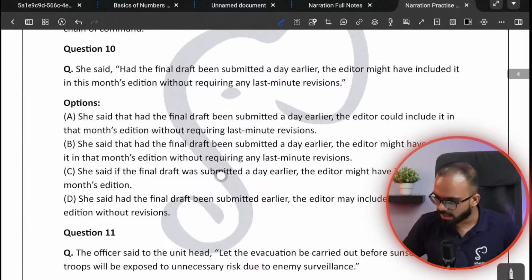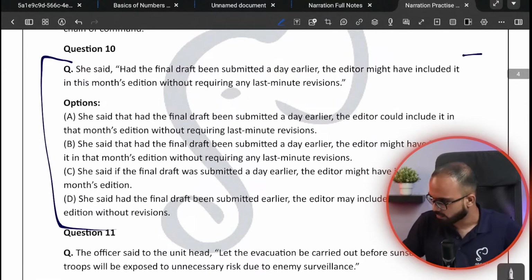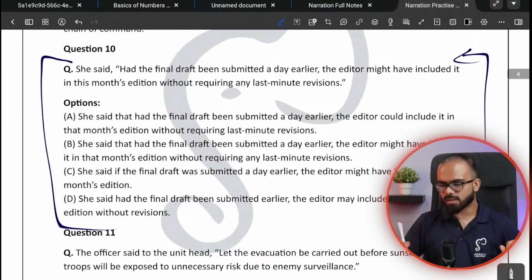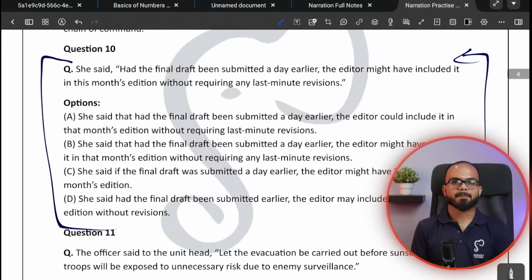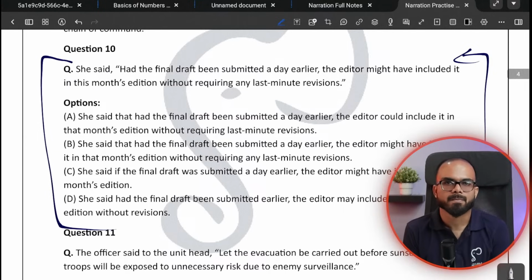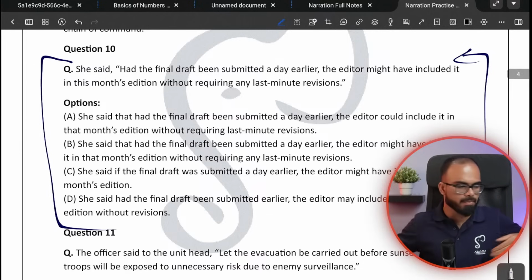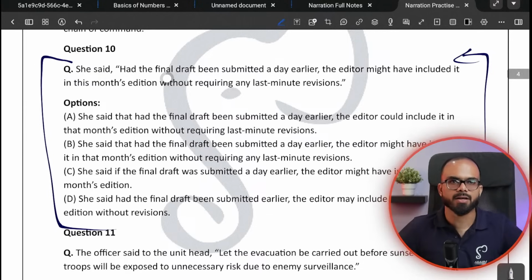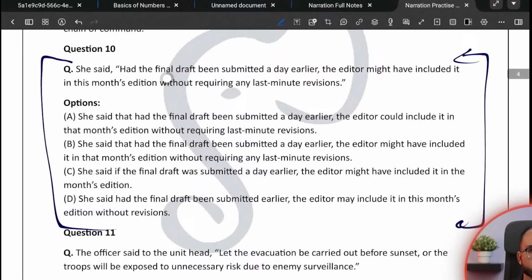Now, please attempt this question. Please try it. Question number 10. Try this question. I will hide myself for a minute. I will talk about it. I'll take all your queries and I'll share my stories. But let's come to the business first and let us do our work. Handle this question.